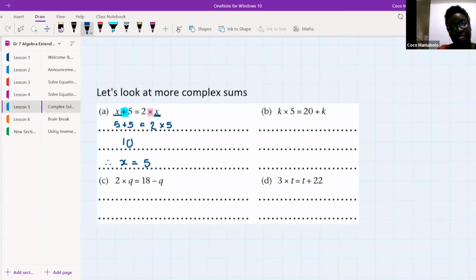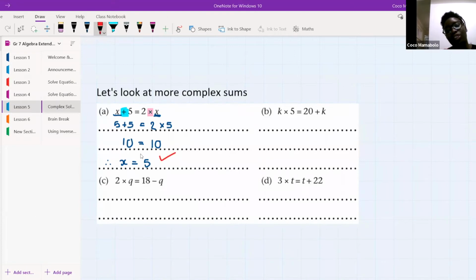And that's going to give us? 10. Good. Now, is 10 equal to 10? Yes, they're equal. Therefore, X is indeed equal to 5. Excellent work, Mbali. Very well done. That means that X is equal to 5. You can mute for me, my girl. Thank you.